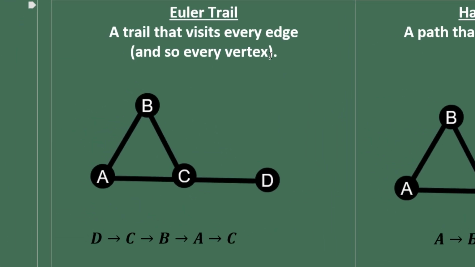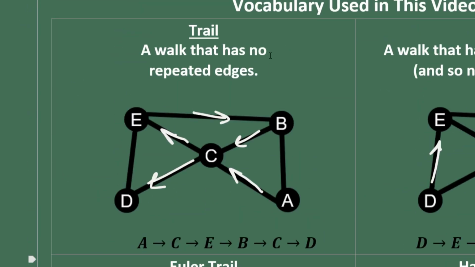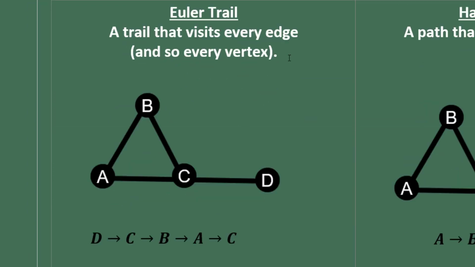An Euler trail is a trail that visits every edge. Remember, a trail is a walk that has no repeated edges. If we have to visit every edge and we're not repeating, then we're going to visit every edge exactly once. In fact, the term Euler, which is a reference to a mathematician, always has to do with visiting every edge exactly once.